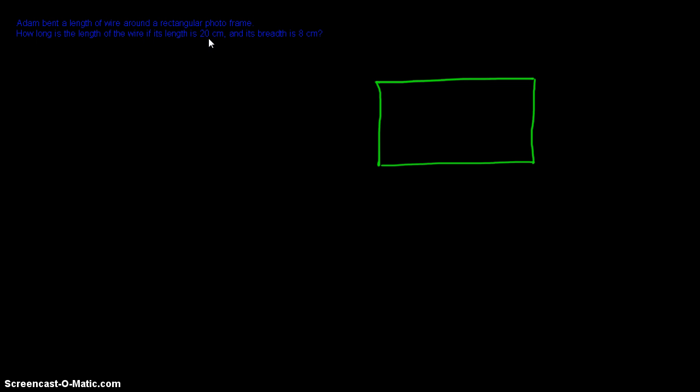If its length is 20 cm, remember length is the long part, right? 20 cm, and its breadth is 8 cm. So for the rectangle, we know that this and this are equal, and for the breadth this and this are equal. To find out the length of the wire, which is actually the perimeter, let's say I start from here and I bend it, so the length of the wire is actually its perimeter.